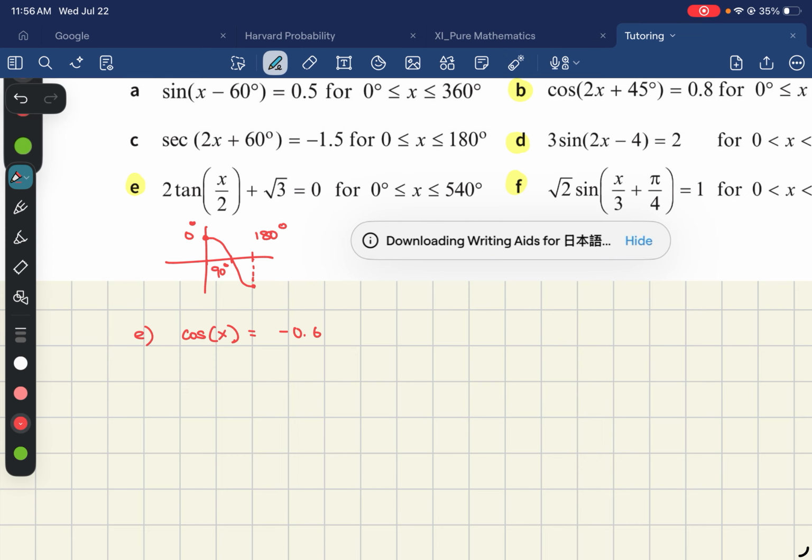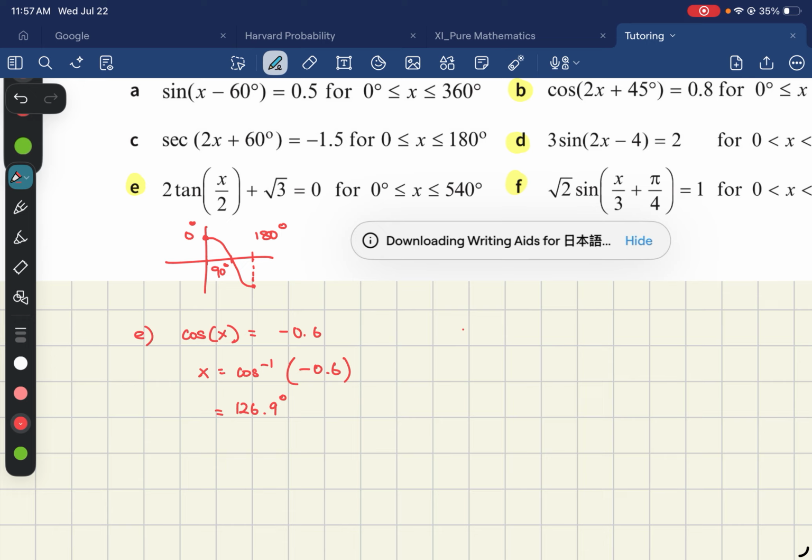But now, if you take cosine inverse of negative 0.6 on your calculator, and make sure your calculator is in degrees mode, you are going to get an angle in the second quadrant between 90 and 180. So you get 126.8698 something. I'm going to round it to 126.9 degrees.